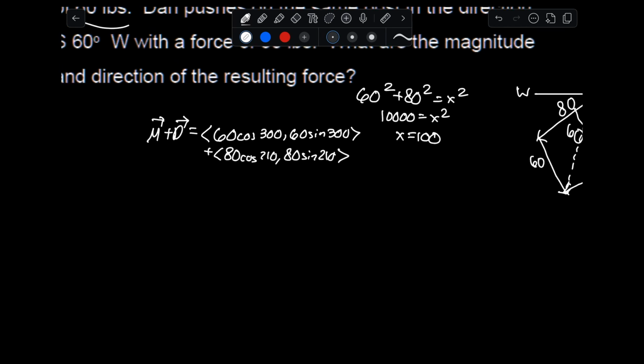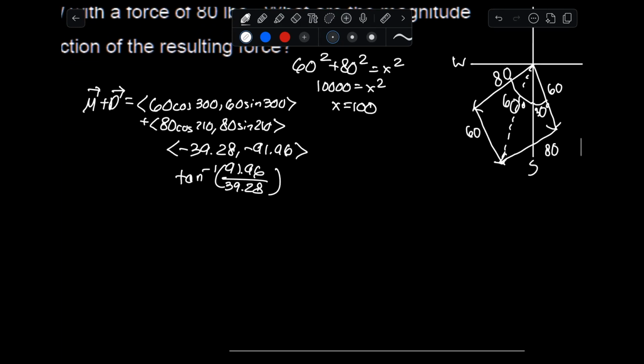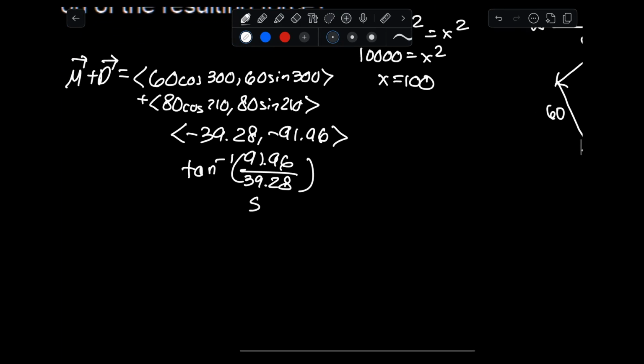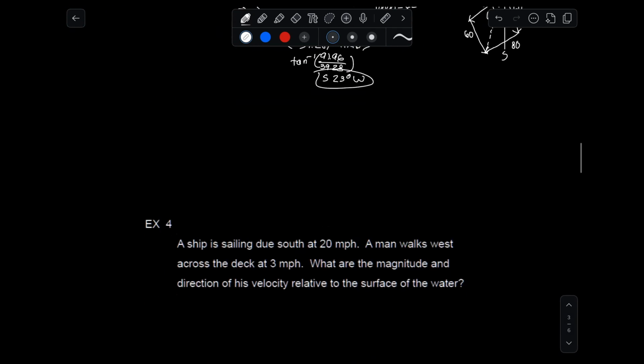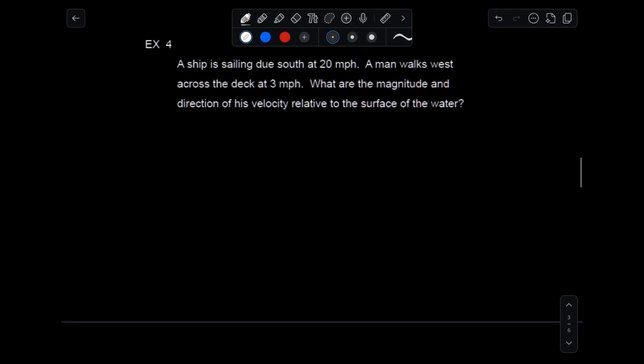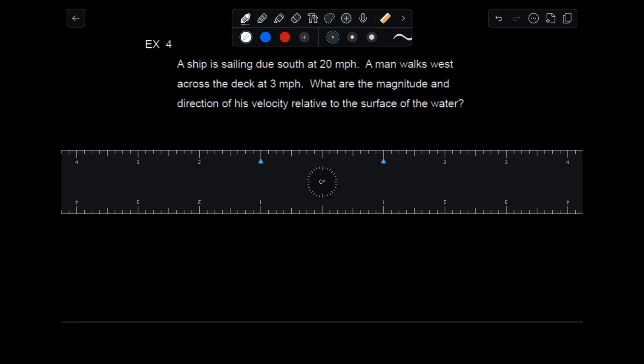And then when you add up these two, you plug it into your calculator, you would get negative 39.28, negative 91.96. And we just do tan inverse to solve for that. And we know it's in the third quadrant, so we don't have to worry about it. And then you would get south 20 degrees west as your answer. So yeah, that's how you would do example number 3. And example number 4 is kind of along the same lines.